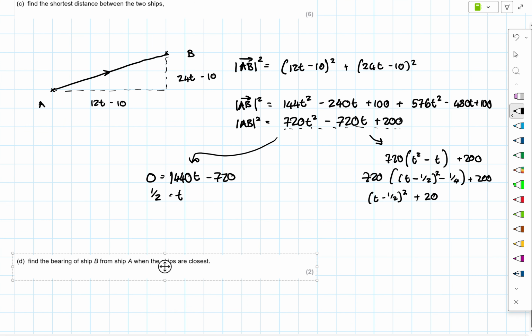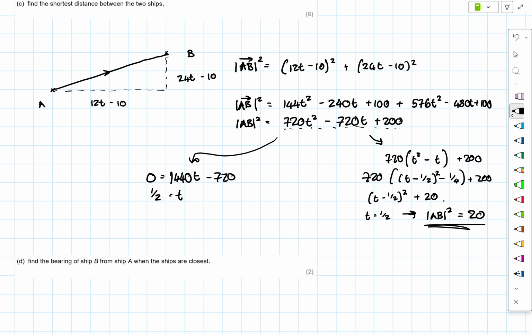So this way actually does directly give me what my minimum value is. This is when t equals a half. It tells me directly that AB squared, remember that squared is important, is equal to 20. That's my minimum value for the distance squared. So my minimum value for the distance will be 2√5 or √20.